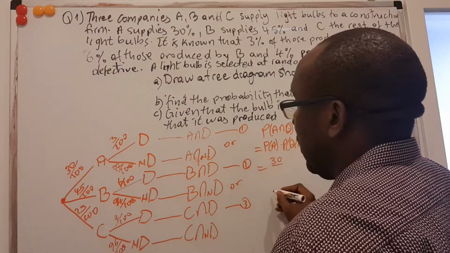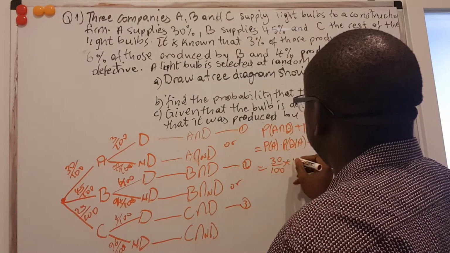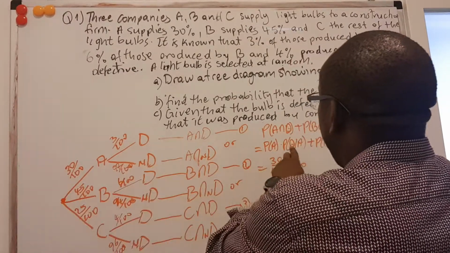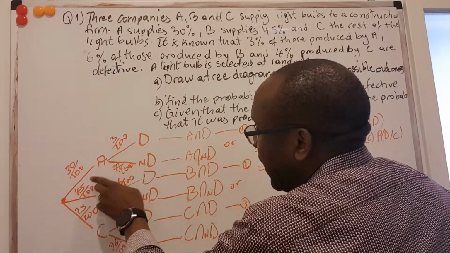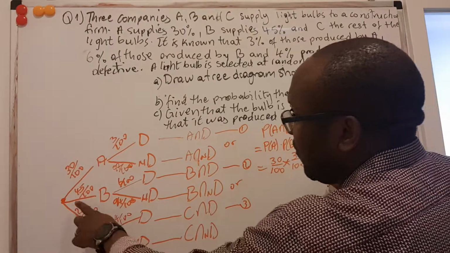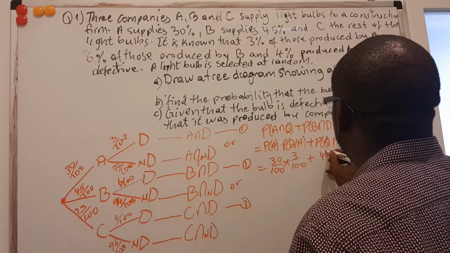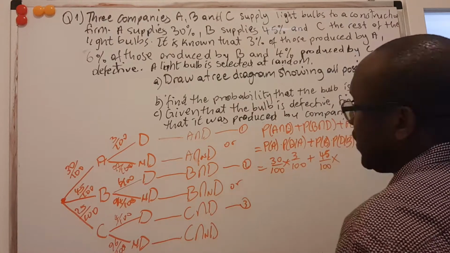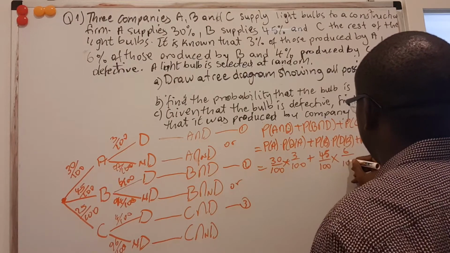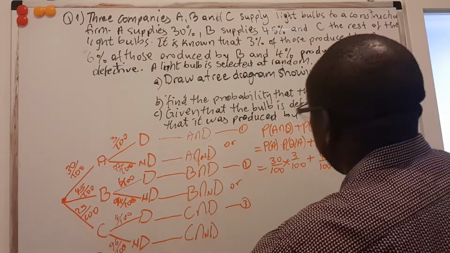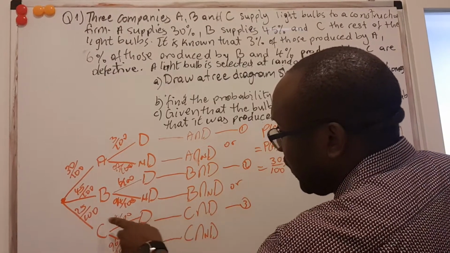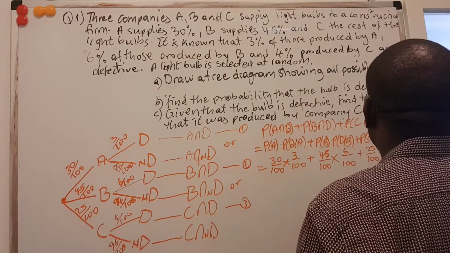That's 30 on 100 times 3 on 100. So the probability of A is 30 on 100. The probability of defective, given that it came from A, this is the path from A and is defective, that's 3 on 100. Plus the probability of B is 45 on 100 times the probability of defective, given that it came from B, that is 6 on 100. Plus the probability of C is 25 on 100 times the probability of defective, given that it came from C, that's 4 on 100.